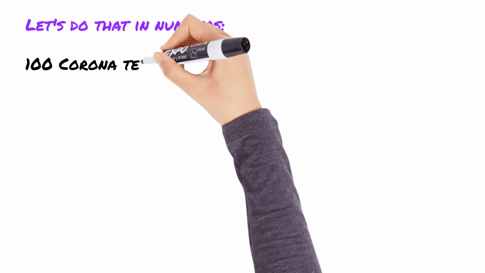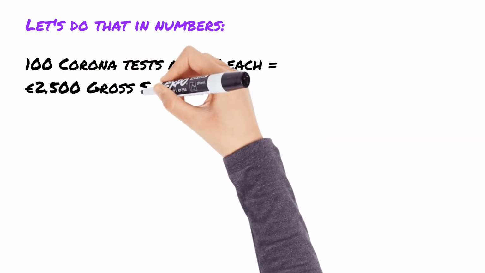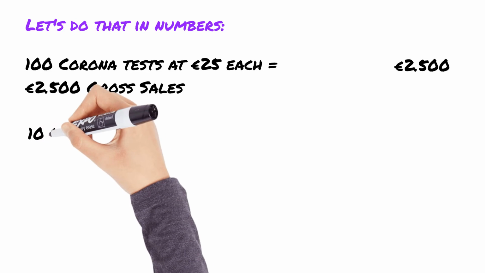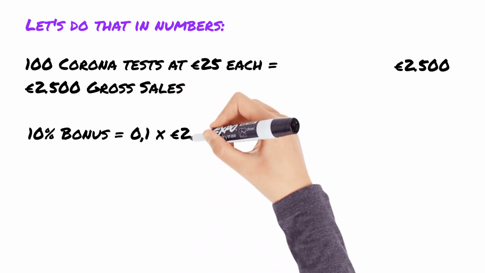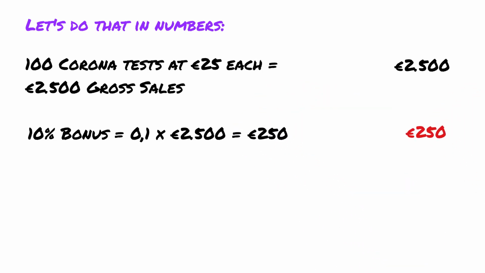Let's assume we are selling 100 coronavirus tests to a customer for 25 euros each, so 100 times 25 equals 2,500 euros gross sales. The customer receives a 10% bonus on his sales, so we take 10% times 2,500 euros, and that equals 250 euros deduction, shown here in red to indicate that we subtracted.